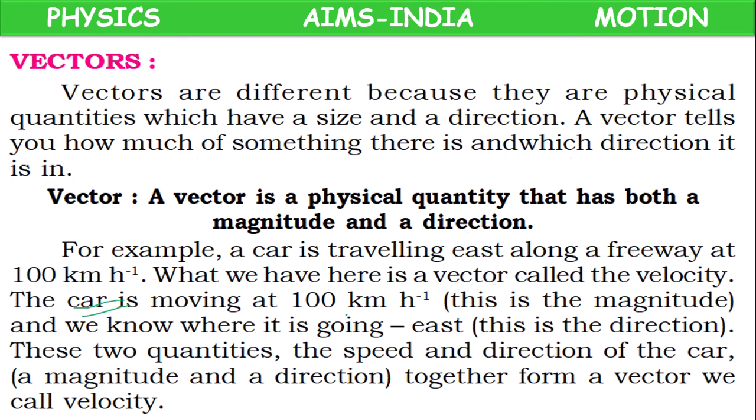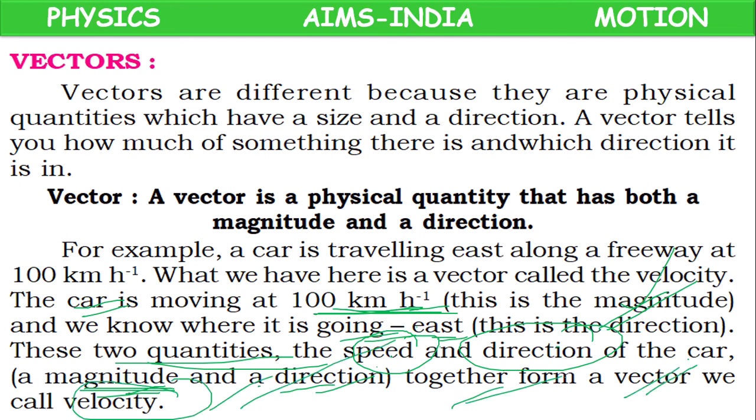So the car is moving with 100 km/h. This is the magnitude. And the car is going towards the east direction. This is the direction. So speed means the magnitude of velocity, and together with the direction of the car, both form a vector which is called velocity.